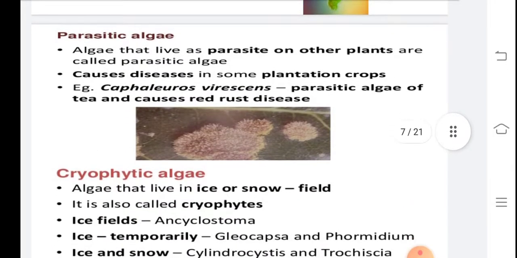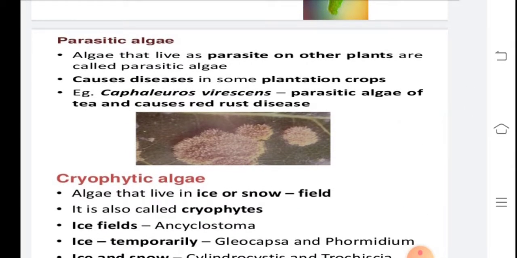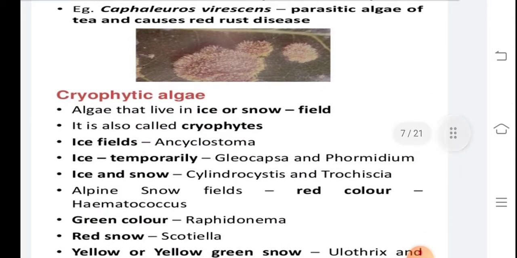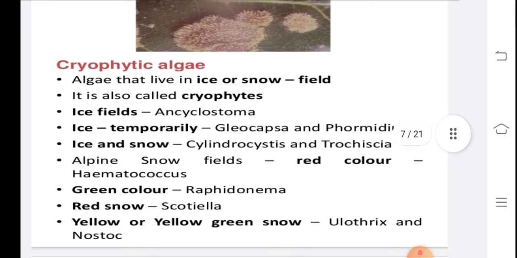Here the parasitic algae cause diseases in some plant crops. In plantations, Cephaleuros virescens is a parasitic alga on tea and causes red rust disease. Cryophytic means algae present in ice or snow fields. These are called cryophytes, right? So what is a cryophyte? We should answer this one.